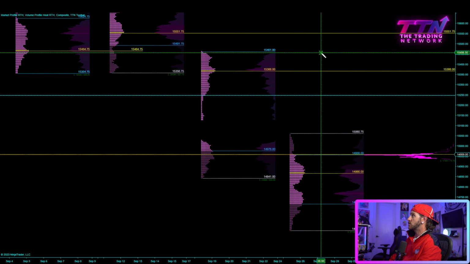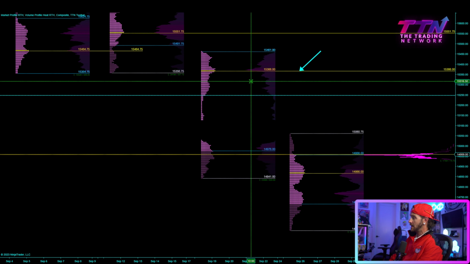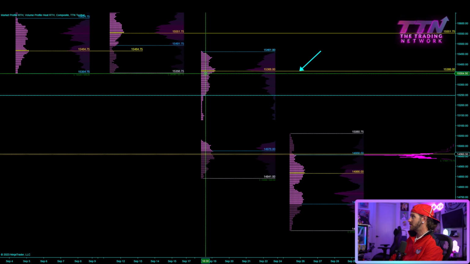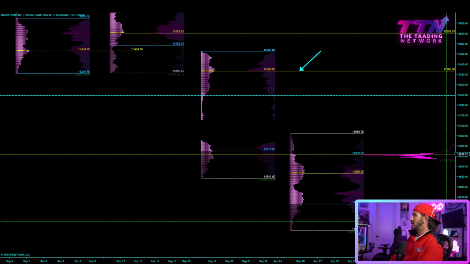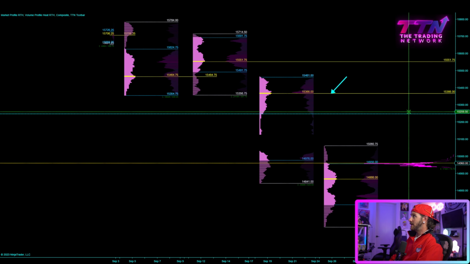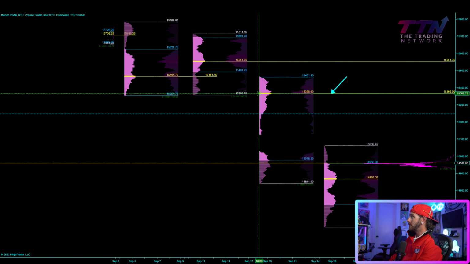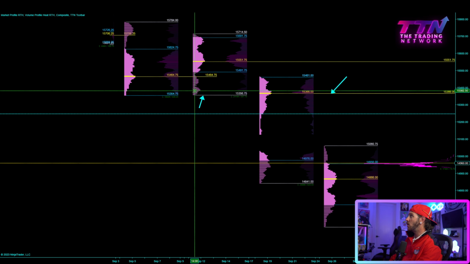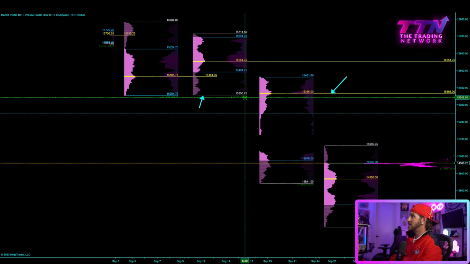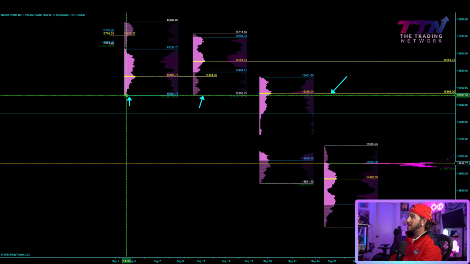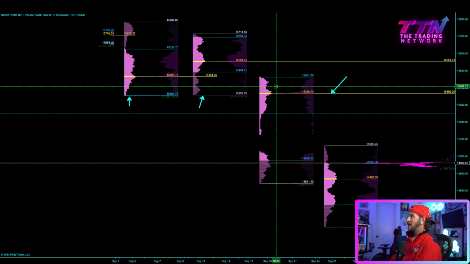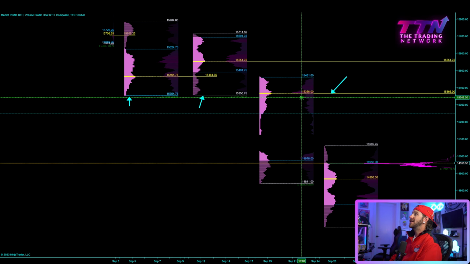We also have a naked point of control, 15,366. That means that we have never traded back up to 15,366 since this POC was established. And look at this confluence, my friends. You guys want to see some amazing confluence? Check this out. Point of control from the week of September 18th, 15,366. Weekly low from the week of September 11th, 15,356. Weekly low and value area low from the week of September 4th, 15,354. This is a major, major level.